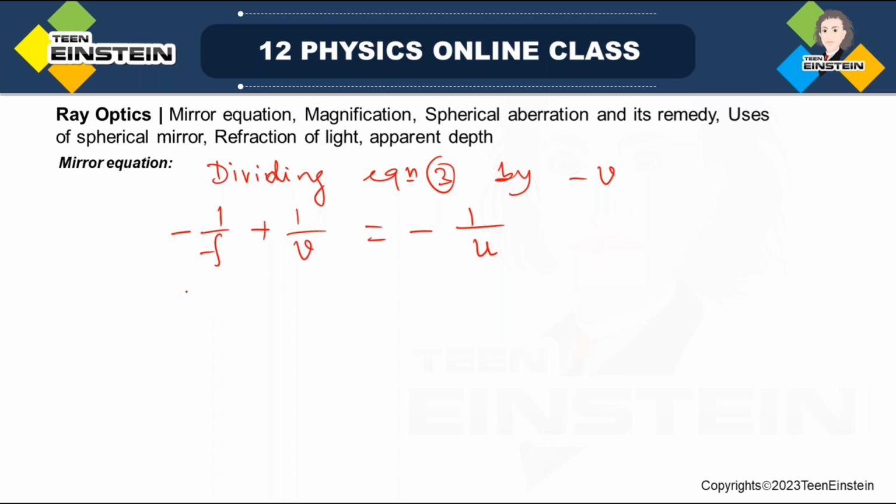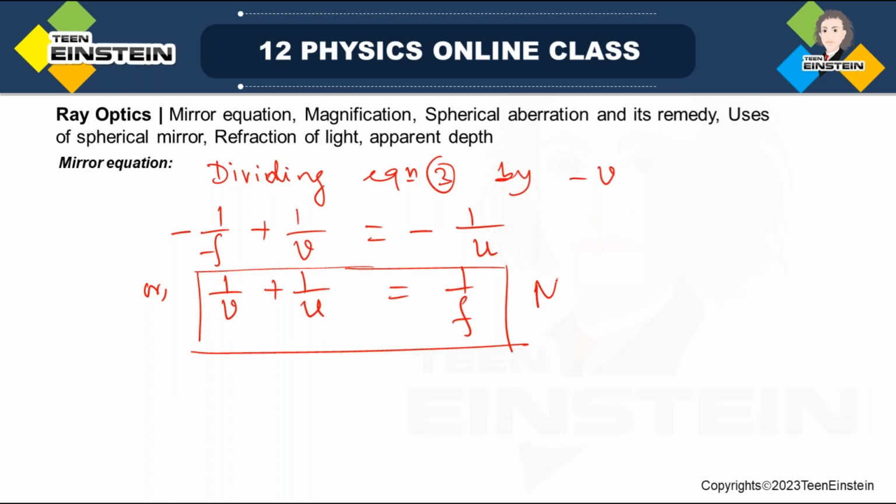Okay, so look here. I'll just transfer this to the left hand side. So I'll get 1 by P plus 1 by U is equal to 1 by F, just rearranging. So this is actually the mirror equation. This is the way we have to derive the mirror equation.